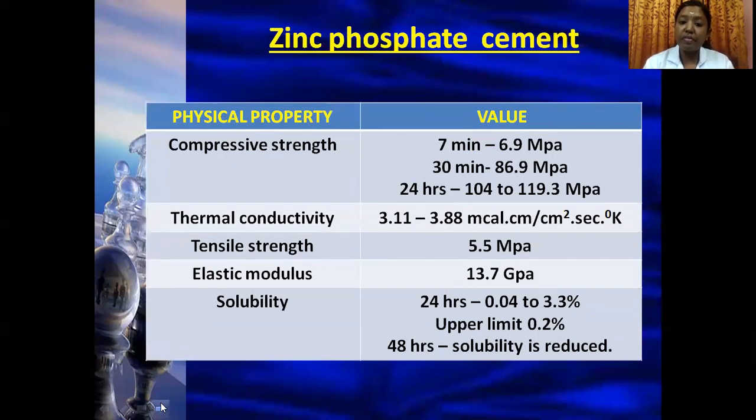So this table is to summarize the values which you need to know for zinc phosphate. For the compressive strength, for luting, it is about 104 megapascals. For restorative, it is about 119.3 megapascals. The value for the thermal conductivity is about 3.11 to 3.88 degrees Kelvin. For tensile strength, the value is 5.5 megapascals. For elastic modulus, the value is 13.3 gigapascals. The solubility in water at 24 hours is about 0.04 to 3.3%. Ideally, at the end of 48 hours, the solubility is further reduced.